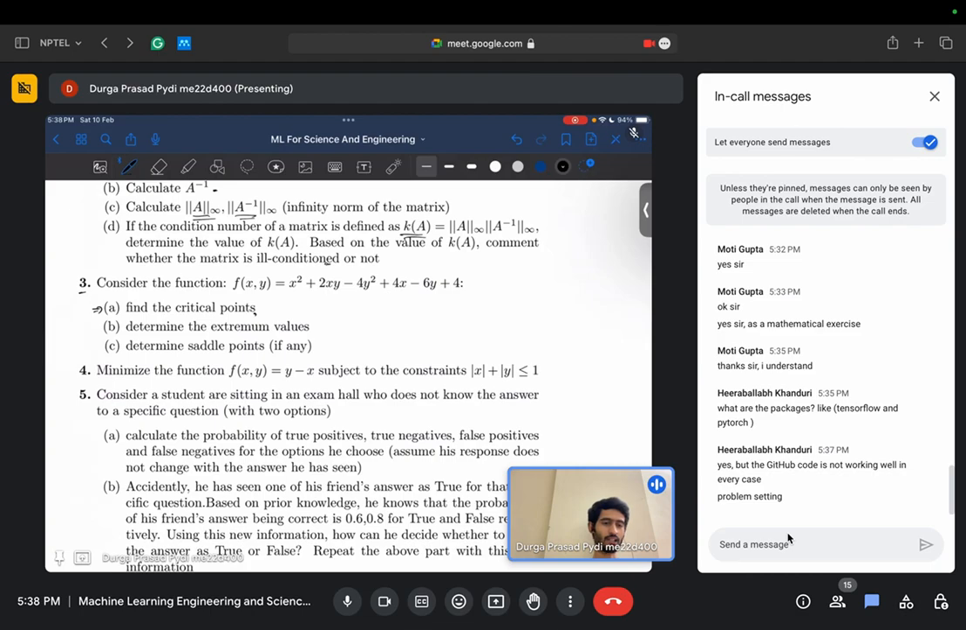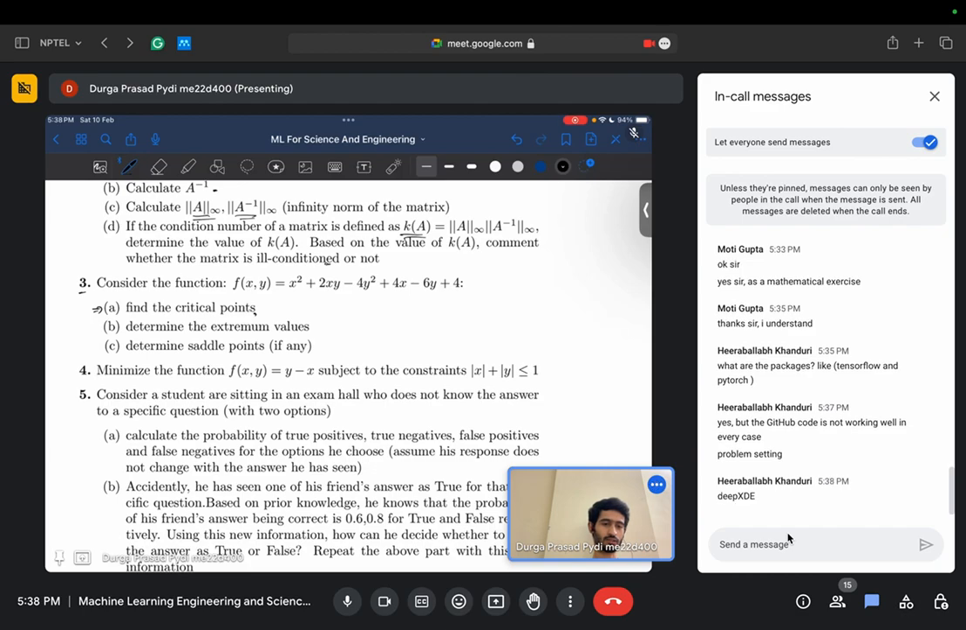Okay, but there are other alternatives also, right? It's not one code, people would have written so many other codes as well. DeepXD, okay. So maybe we will take that up in one of the sessions, not immediately, but after neural networks are introduced in the course. Maybe we'll take some simple examples and then we'll see.